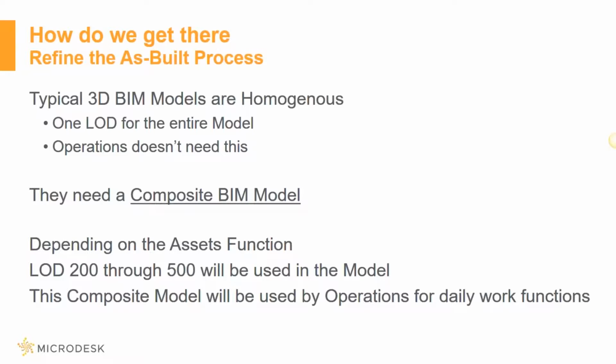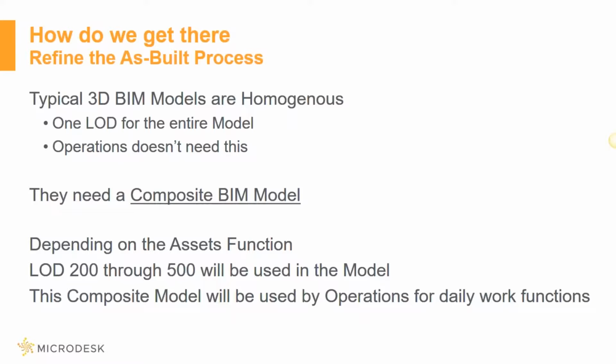So for example, like an HVAC system, you may want to represent the air handling units as just a box. But a valve, you might want to have a high level of graphical detail on the valve, so that you can understand how the different connections are working on that valve and where exactly it's located. So we call this a composite BIM model that we would use for the operations group.